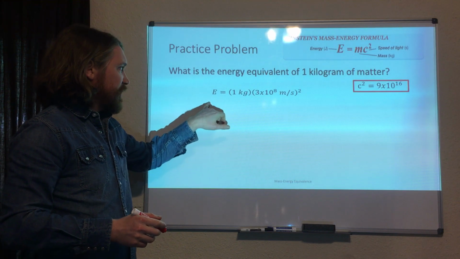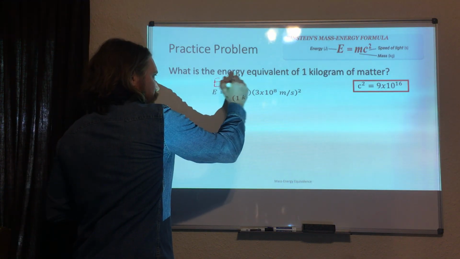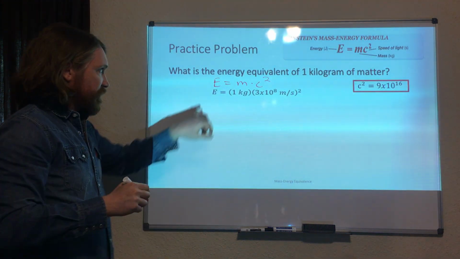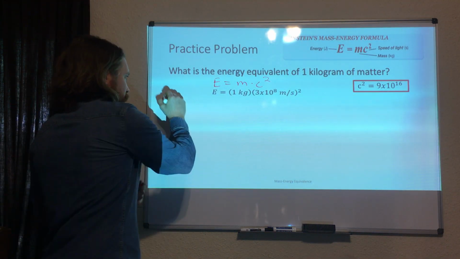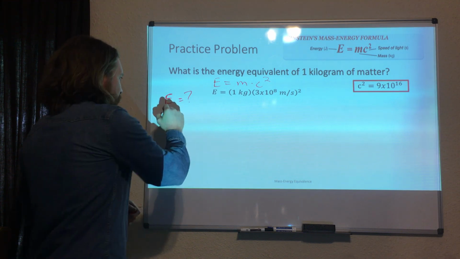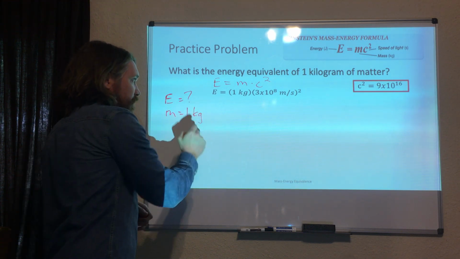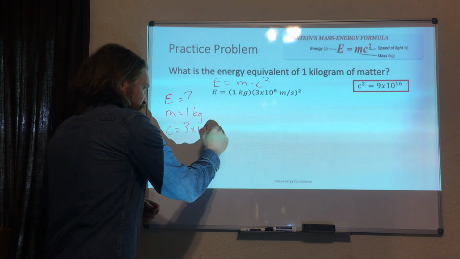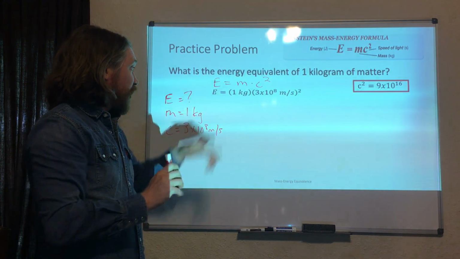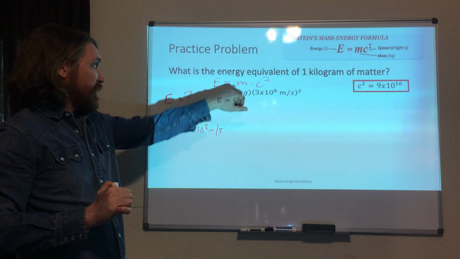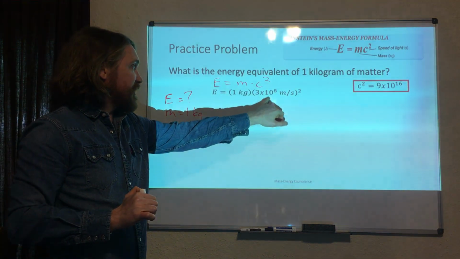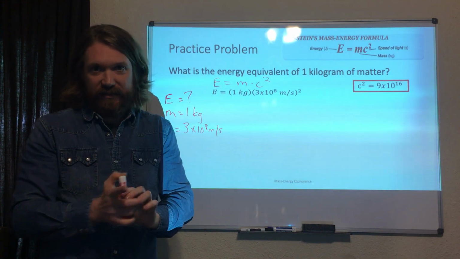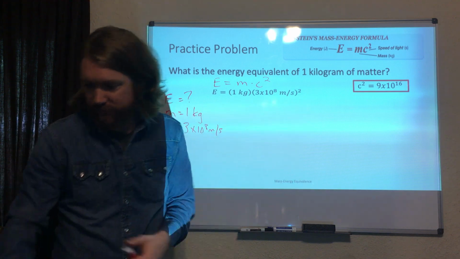Well, we have E equals m times c squared, okay? E is what we're looking for, okay? That's our question mark. Our mass is 1 kilogram, and c equals 3 times 10 to the 8th meters per second, okay? All we do is plug our numbers in. E is I don't know, m is 1 kilogram, c is 3 times 10 to the 8th squared. Do not forget to square c. That's the biggest crux of all of this, okay?